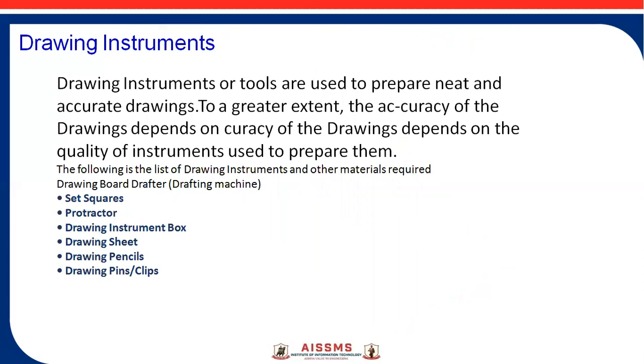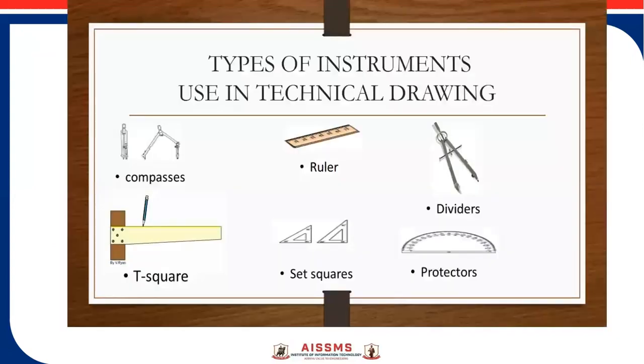So there are various types of instruments used in day-to-day life, or in technical drawing. The engineering sets include the protractor, drawing instrument box, drawing sheet, drawing pencil, and the clips or pins, which are the most important part of the drawing instruments. You can see the different drawing instruments. You can see the bigger compass, which is accurate.